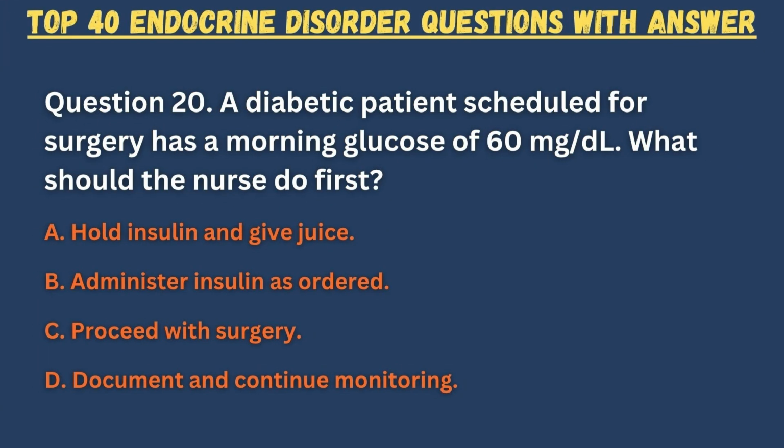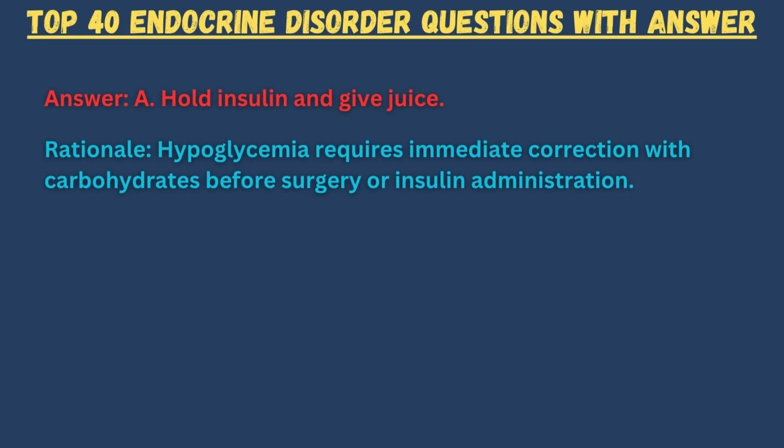Question 20. A diabetic patient scheduled for surgery has a morning glucose of 60 milligrams per deciliter. What should the nurse do first? A. Hold insulin and give juice. B. Administer insulin as ordered. C. Proceed with surgery. D. Document and continue monitoring. Answer: A. Hold insulin and give juice. Rationale: Hypoglycemia requires immediate correction with carbohydrates before surgery or insulin administration.